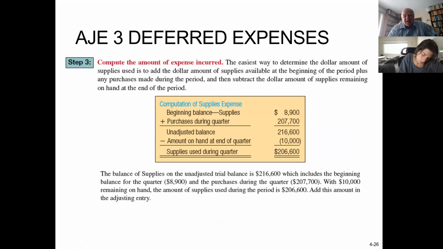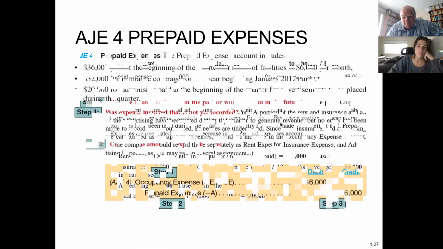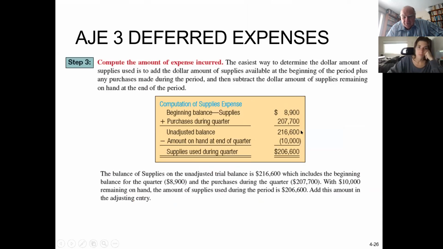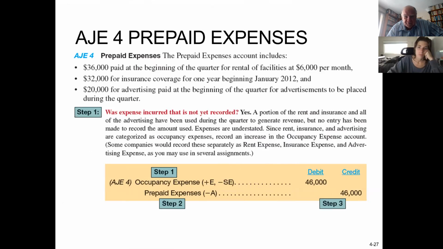I'll go through this. This will come in handy later, but computation of supplies expense. At the beginning of the period, they had 8,900. Then they bought more straws. So now they were up to 216,600. Subtract the 10,000, there's your expense.